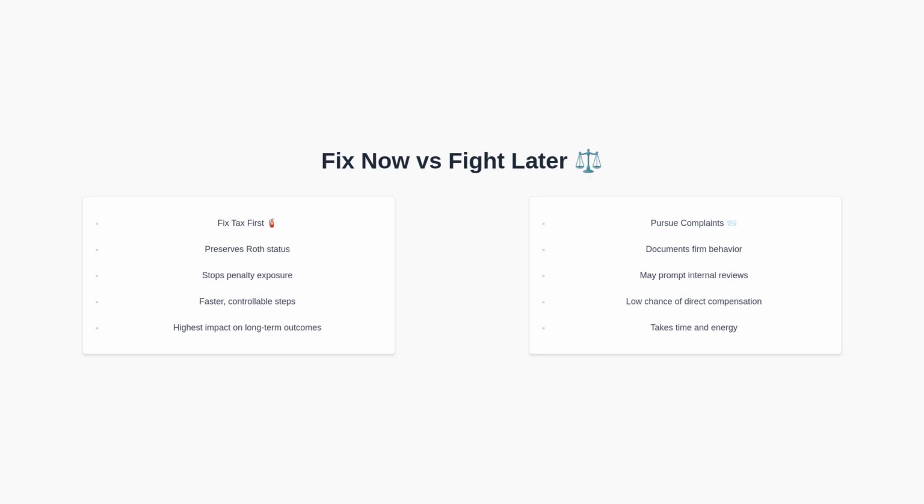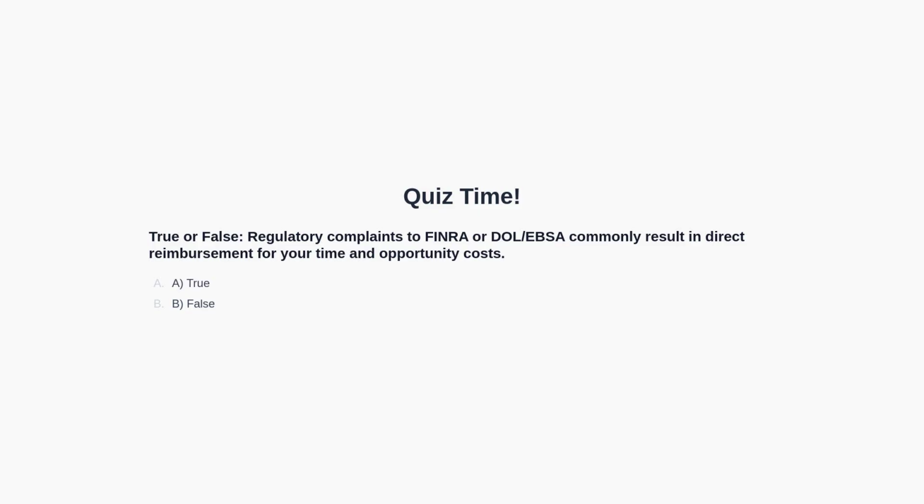Second quiz question: true or false? Regulatory complaints to FINRA or DOL or EBSA commonly result in direct reimbursement for your time and opportunity costs. Options: A. True. B. False. You may pause the video now to consider. We will discuss the answer in the next section of the video.